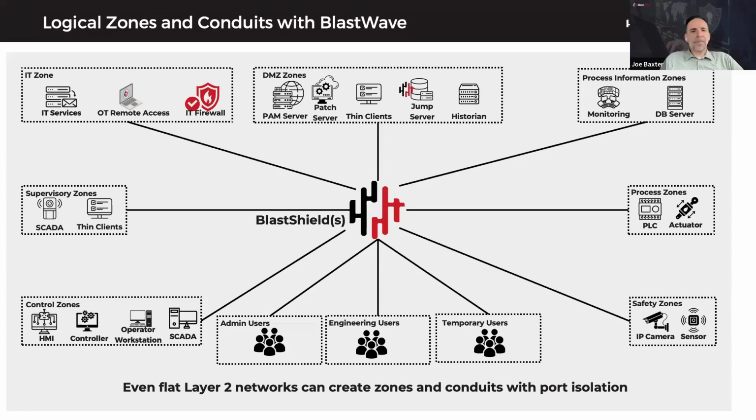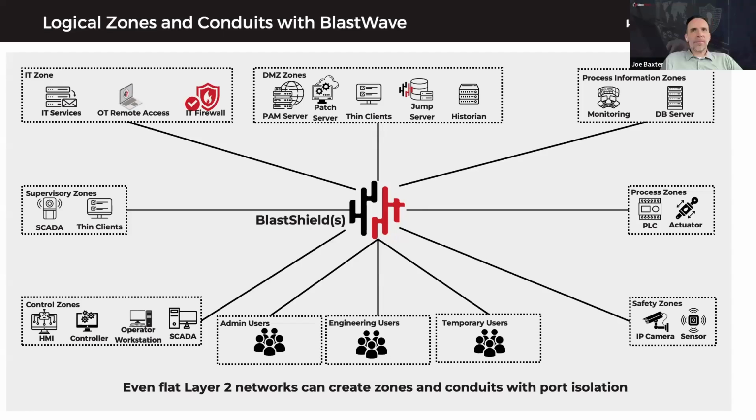Correct. Correct. And even flat layer 2 networks, Joe. And this is something where if you're starting from scratch, this is a great tool. And I'll let Joe describe how we can take a flat layer 2 network, add Blast Shield, and suddenly zones and conduits can be created to your heart's desire.